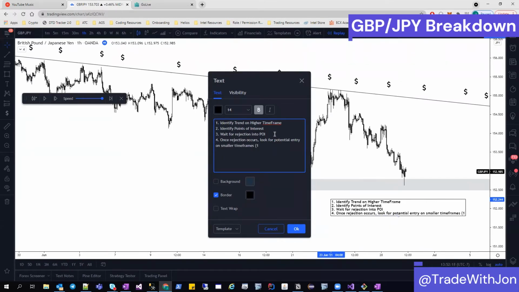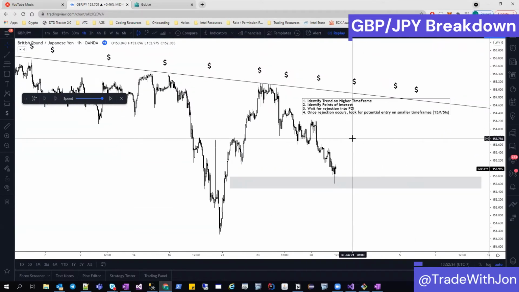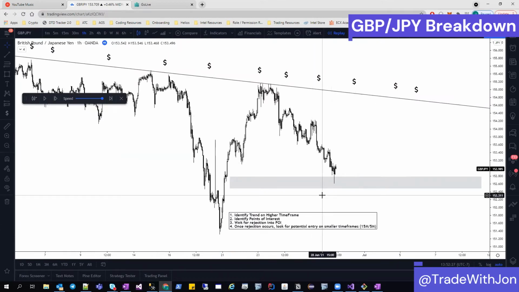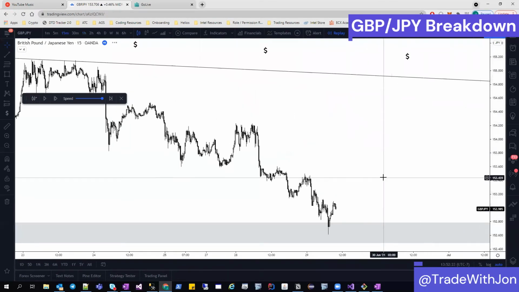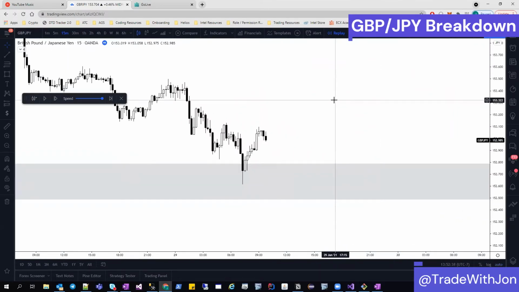And smaller time frames, guys, I mean the 15-minute and the 5-minute time frame, sometimes even the 1 minute, but the 1 minute can kind of confuse you at times. But this is what we're looking for, right? So once rejection occurs, which we see, look for potential entry on smaller time frames. So now we're going to go on the 15-minute, you guys. And there are 2 ways we can catch an entry, right?